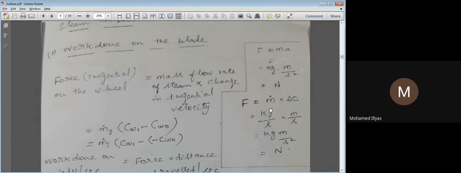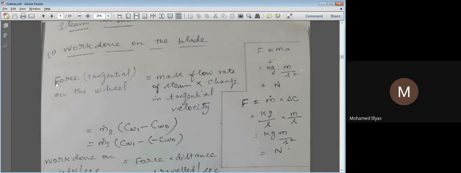So mass flow rate unit is kg per second and velocity is meters per second. So kg meter per second square, we are getting the same thing, Newton. So this is Newton's second law with respect to the fluid. This is for the solid. So we are getting the same thing, so that we can understand that we can use this relation for fluids. Our steam is a fluid now, so we are going to use it here.